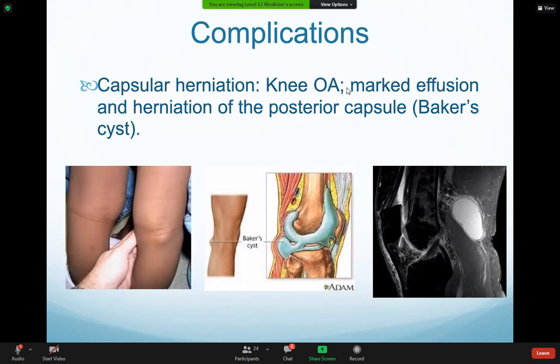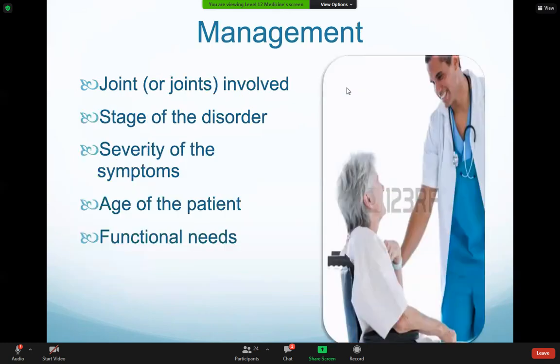So what complications can form? You can get a capsular herniation. So knee arthritis with marked effusion and herniation of the posterior capsule, what we call a Baker's cyst. So if you have a large effusion in the knee, the fluid will try to escape through the weakest point, and in the knee that is posteriorly. So they get this capsular herniation in the posterior part of the knee.